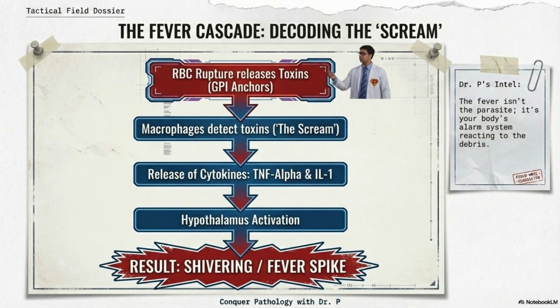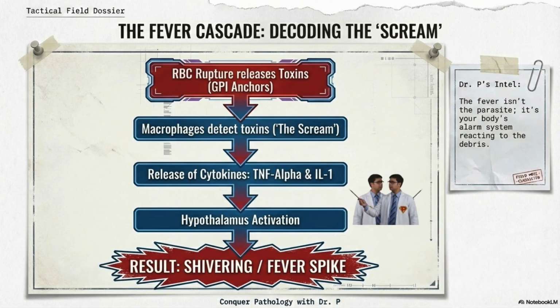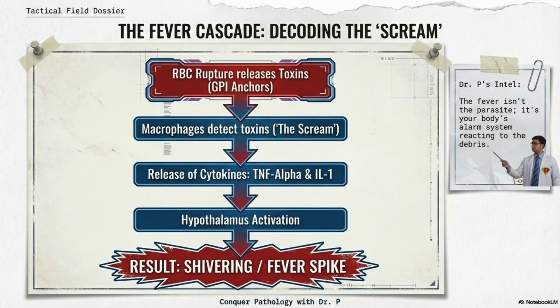This wake-up call triggers the fever cascade. RBC rupture releases toxins like GPI anchors. Your macrophages detect these toxins, we call this the scream. They release cytokines TNF-alpha and interleukin-1. These hit the hypothalamus. The result? That classic shivering and fever spike. The fever isn't the parasite, it's your body's alarm system reacting to the debris.